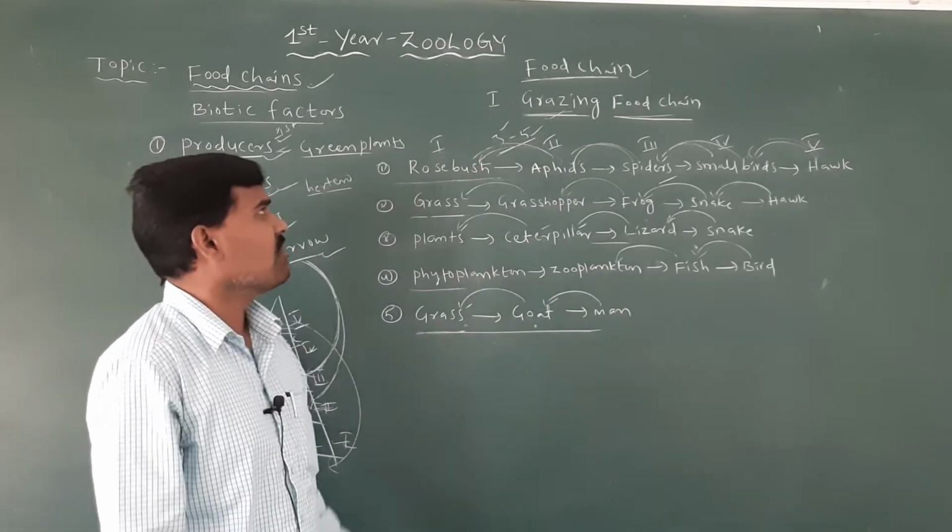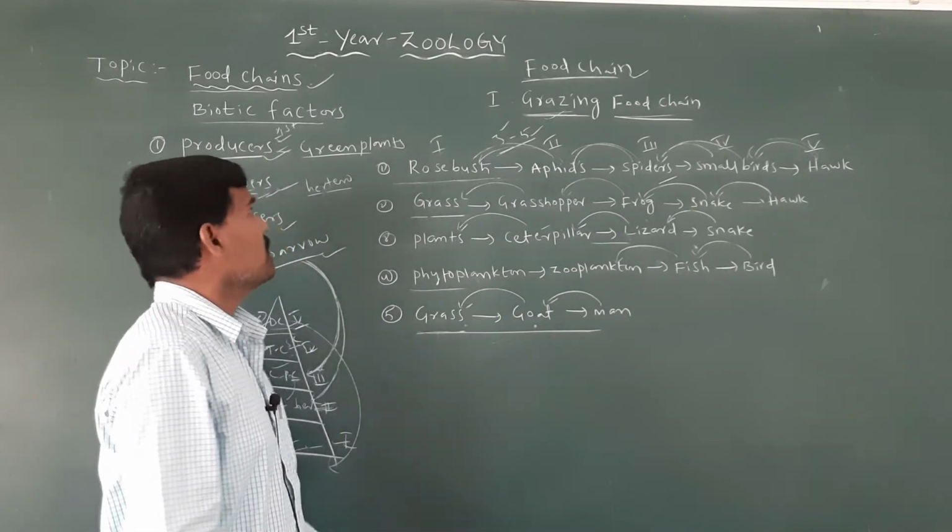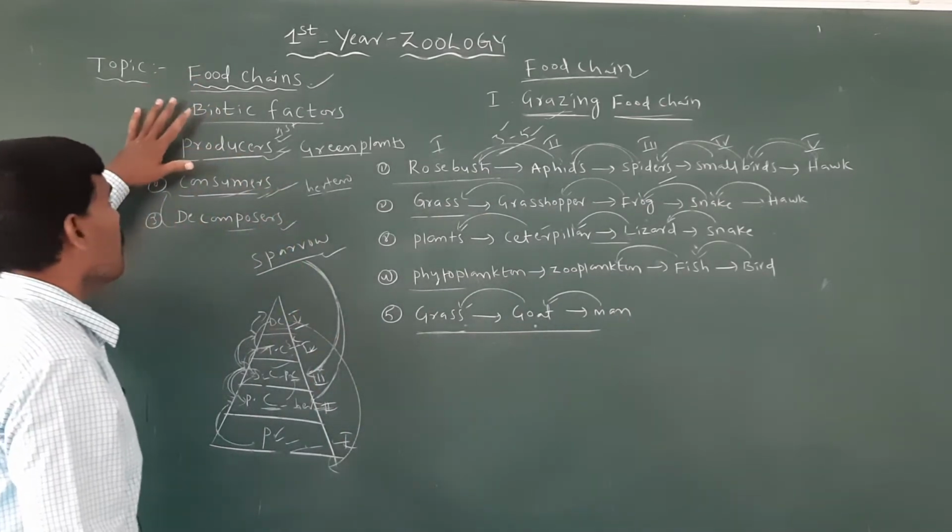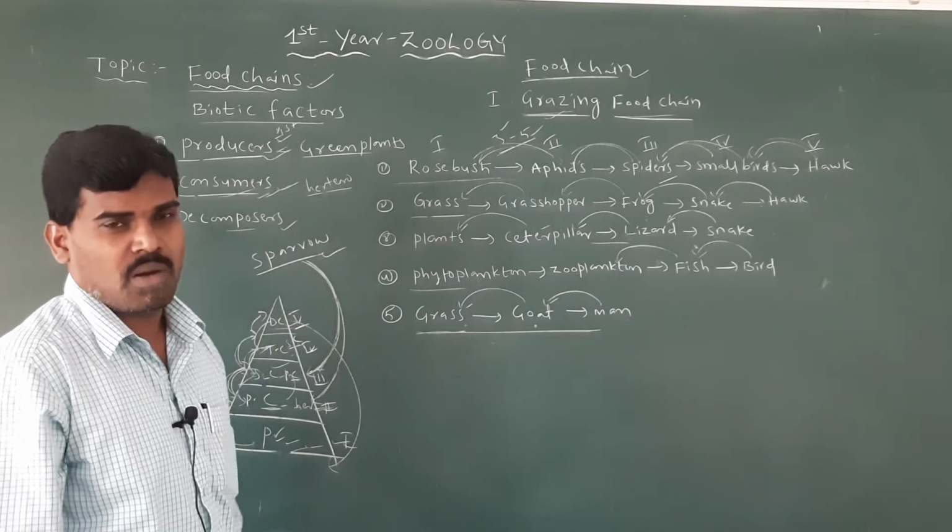The first one is the grazing food chain. So first of all, in food chains, there are biotic and abiotic components.